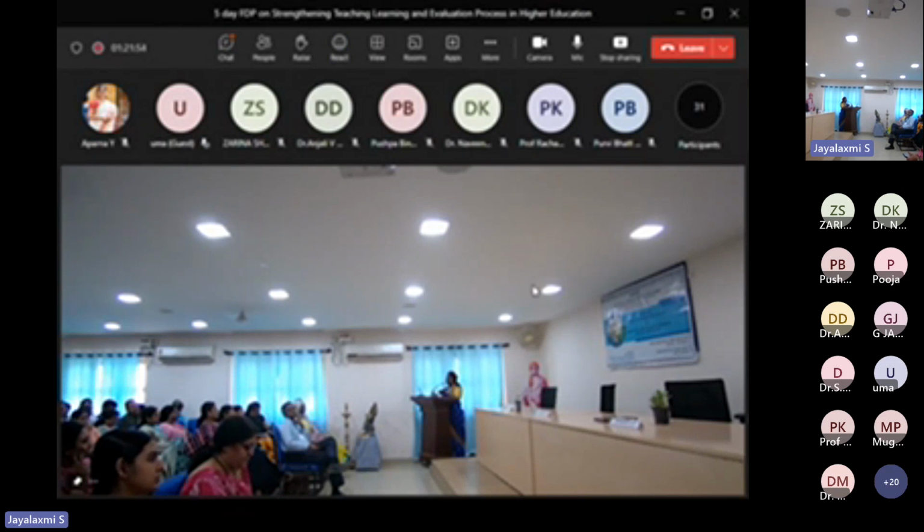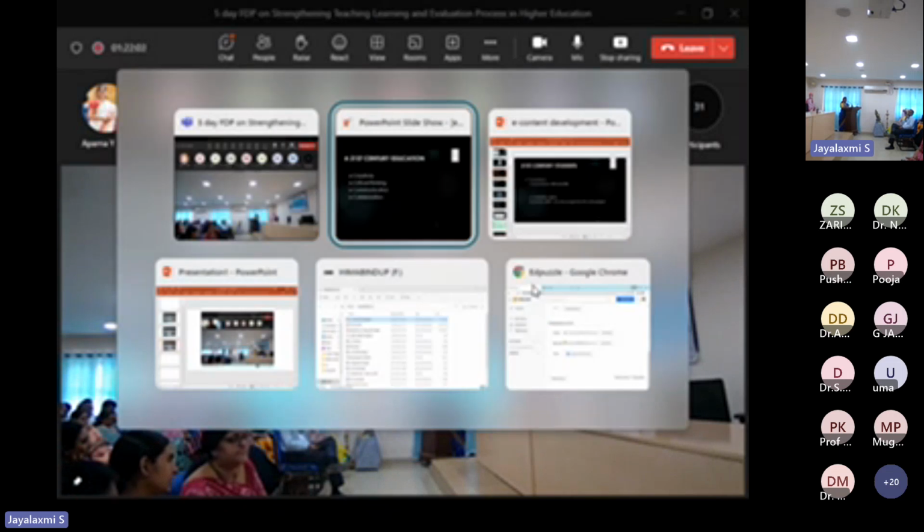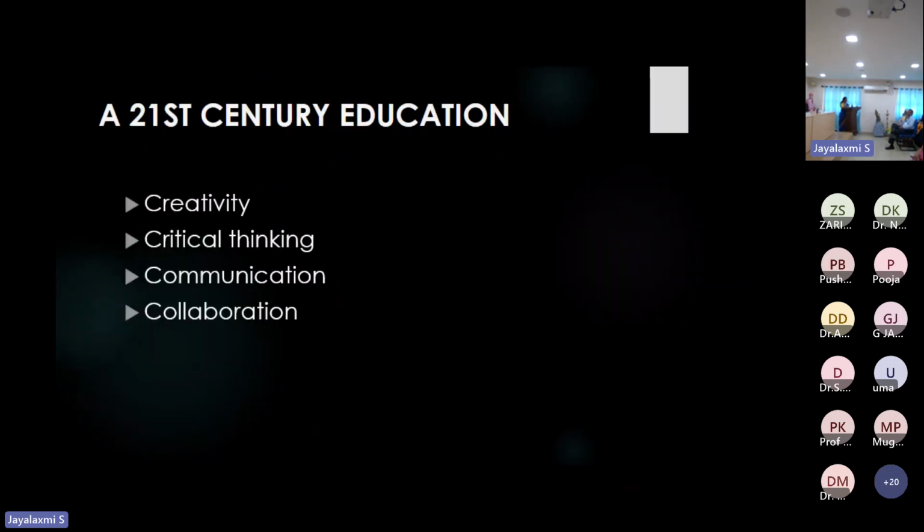You have marks in NAAC for collaborative activities, for linkages, MOUs, all these things. So you collaborate with others and you do a lot of activities. So for the present day needs, for the present day students, we need to think along all these lines.